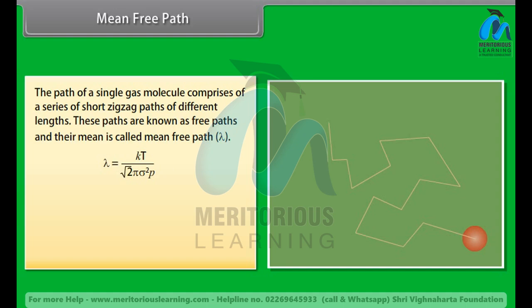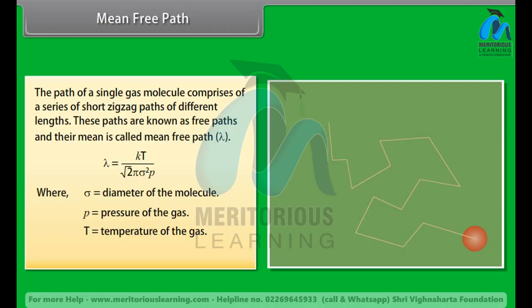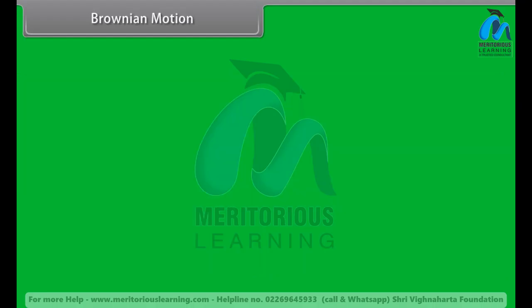Lambda is equal to kT upon root 2 pi sigma square p, where sigma is equal to diameter of the molecule, p is equal to pressure of the gas, T is equal to temperature of the gas, k is equal to Boltzmann's constant. Brownian motion.